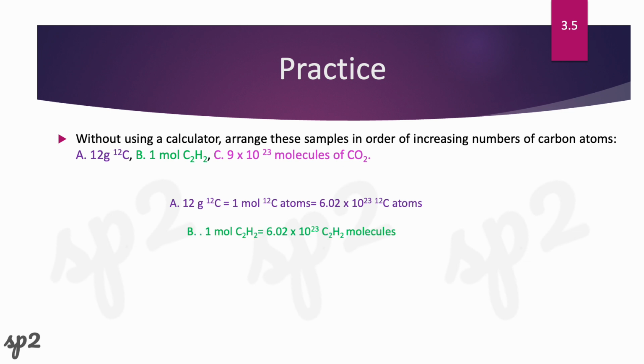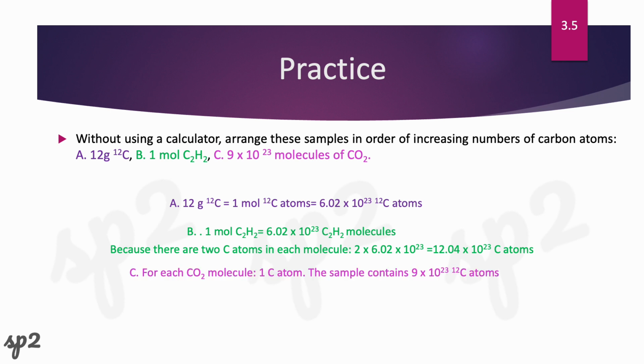For option B, I have 1 mole of C2H2. But because this molecule has 2 carbon atoms, I need to double my Avogadro's number. And that will be 12.04 times 10 to the 23 carbon atoms. For option C, we have 9 times 10 to the 23 molecules of CO2. And because in CO2 there's only 1 carbon, that sample is going to have 9 times 10 to the 23 carbon atoms. If you rank them in order of increasing numbers of carbon, it's going to be A, then C, and then B, which is the one that has the highest number of carbon atoms.